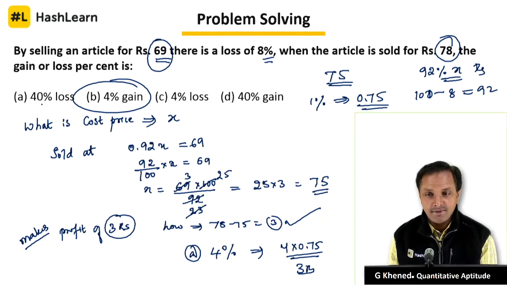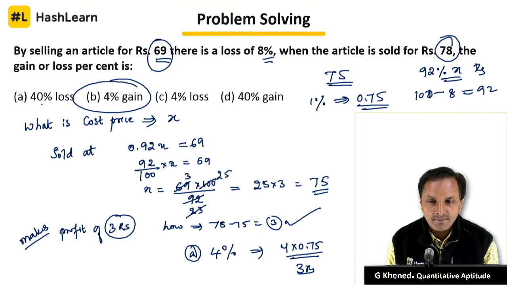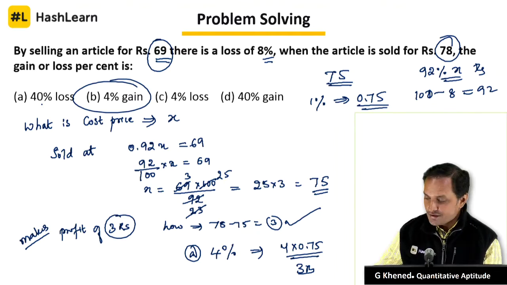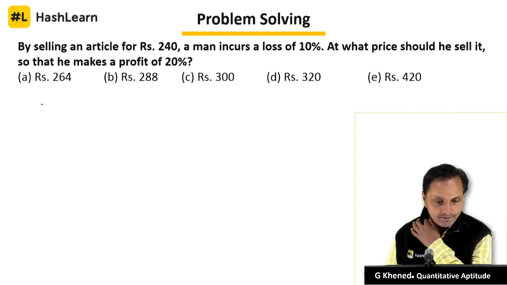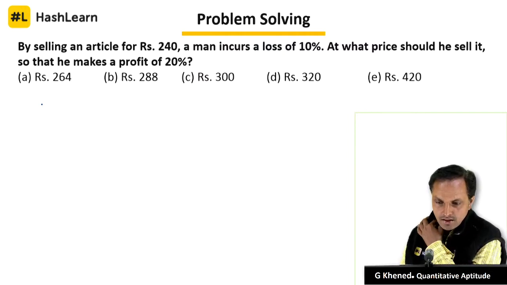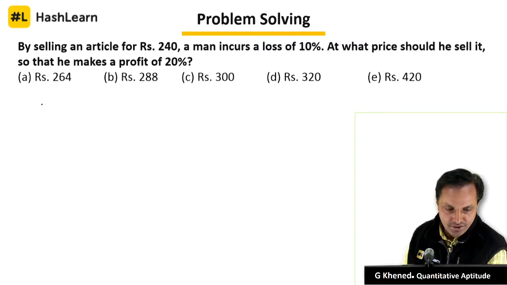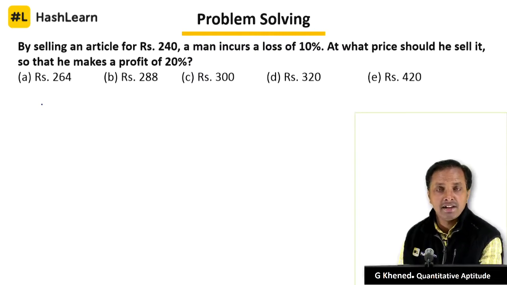Is it clear? Let us go to the next example here. By selling an article at 240, a man incurs a loss of 10%. At what price should he sell it so that he makes 20% profit? Okay, no problem. It is similar to the last case.